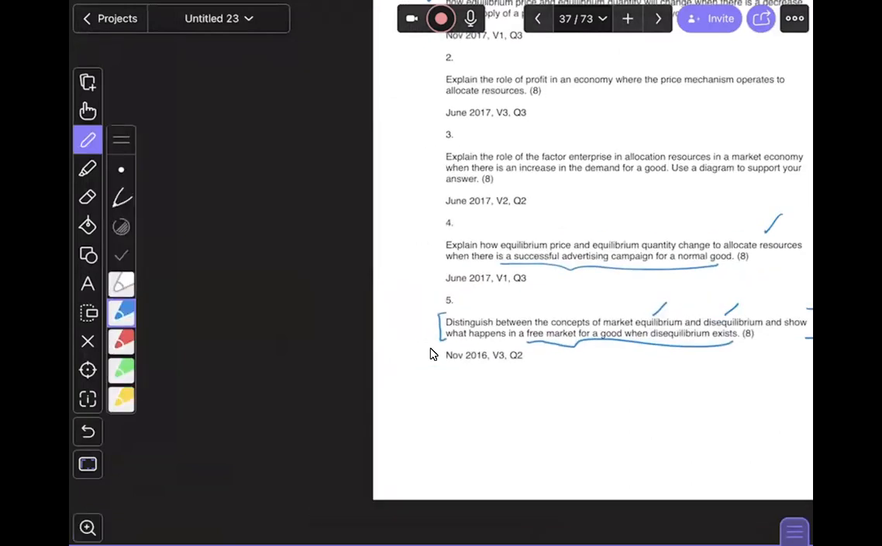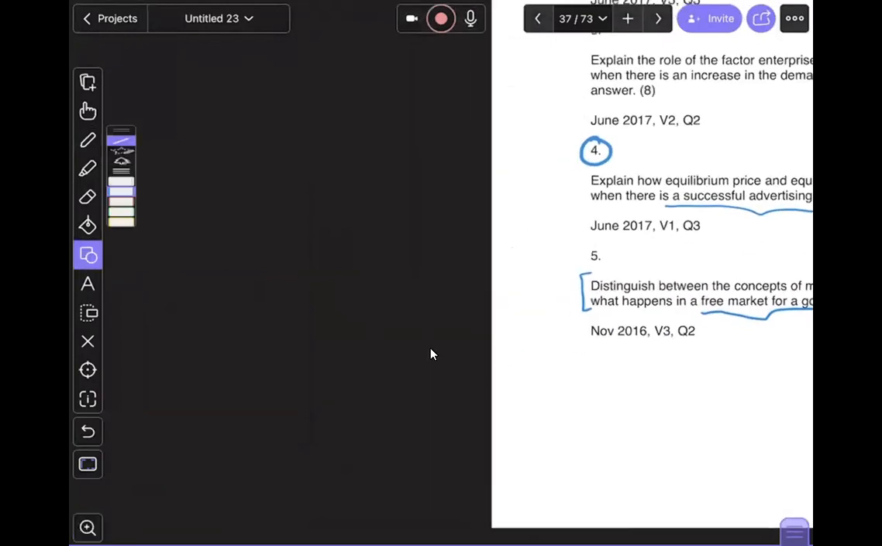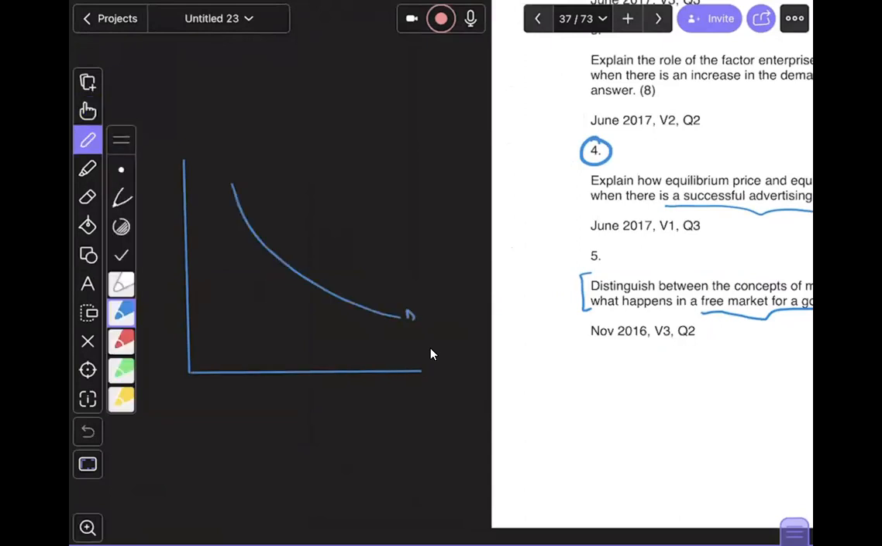And then this kind of question, what will successful advertising do? I'm answering question number 4 now. In this, we can draw a diagram like this one. The price is P naught, quantity is Q naught, right? And let's say there is successful advertising that is taking place. If there is successful advertising taking place, the demand for the good will go up, right?